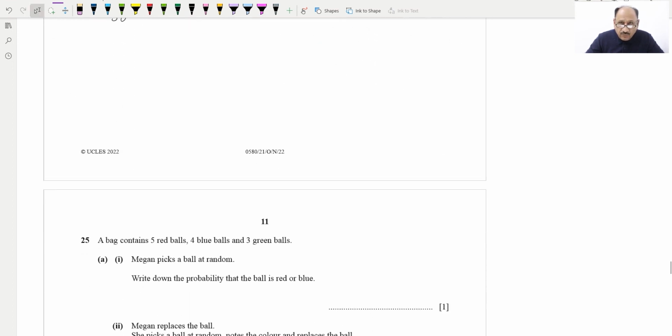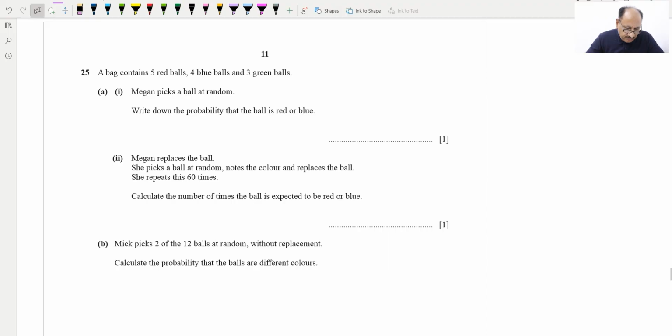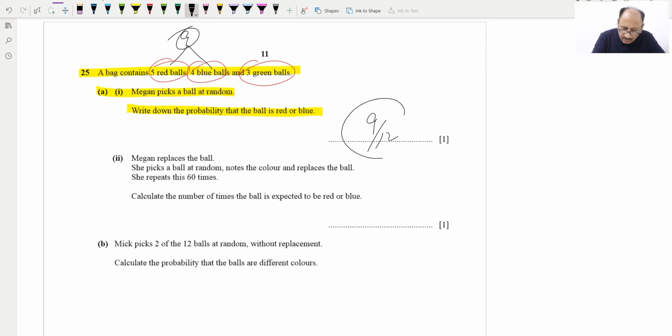This is done. Now we can move to question number 25, a probability question. It says a bag contains 5 red balls, 4 blue balls and 3 green balls. Megan picks a ball at random. Write the probability that the ball is red or blue. Red are 5, so we add 5 plus 4, which gives 9 balls out of 12 total. So 9 by 12 will be the probability for this one. It is a 1-mark question, no working required.